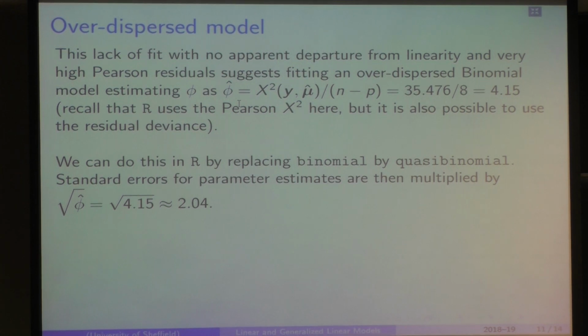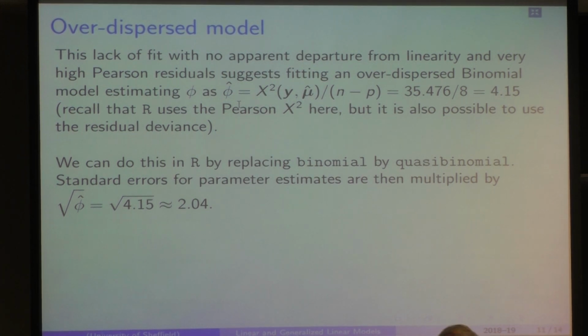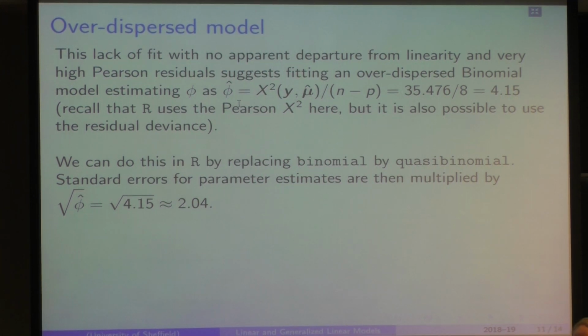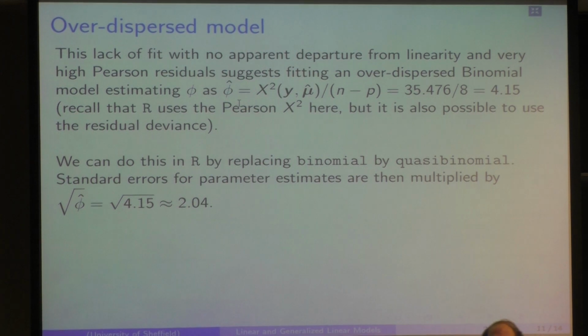Okay, now, because we've changed the value of phi from 1 to this bigger value, that means that we change the standard errors of our estimates. All our standard errors are multiplied by the square root of phi. So that means they're quite a bit bigger.